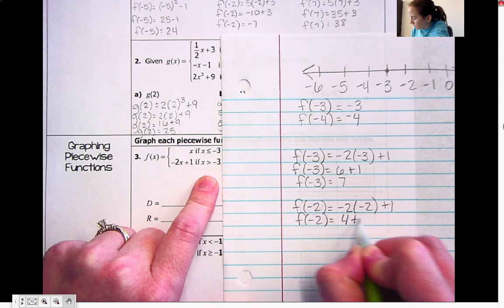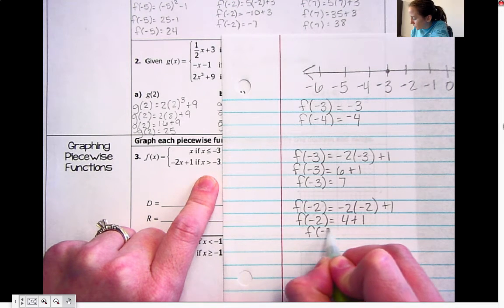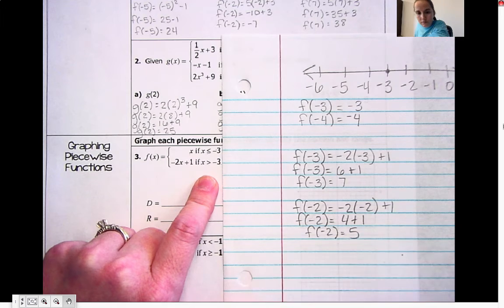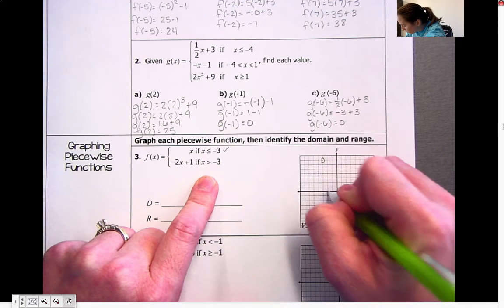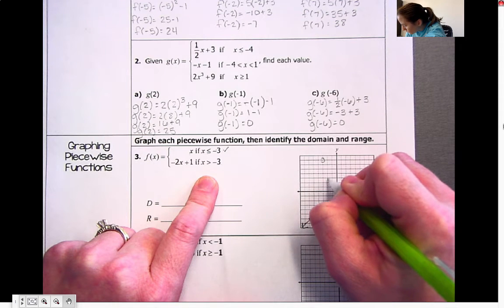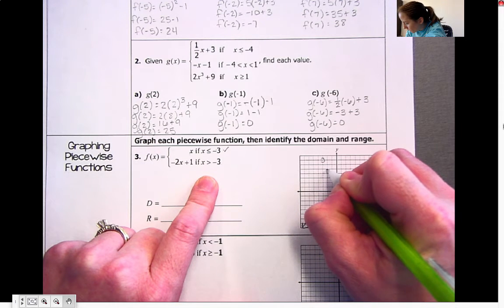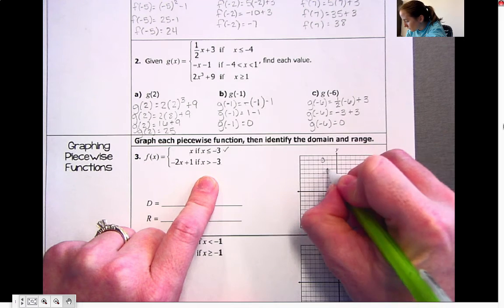4 plus 1, so f at negative 2 is 5. So at negative 2, I'm at 5. 1, 2, 3, 4, 5. Okay, I'm just going to put a little dot there.